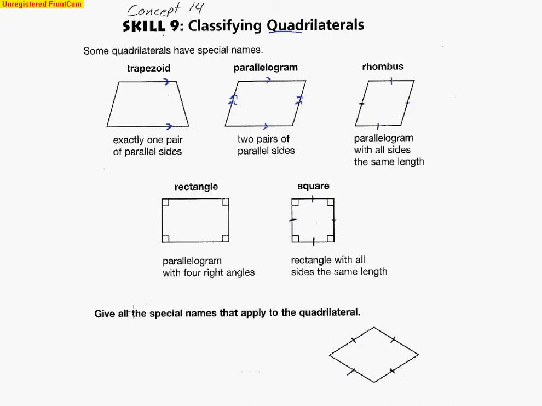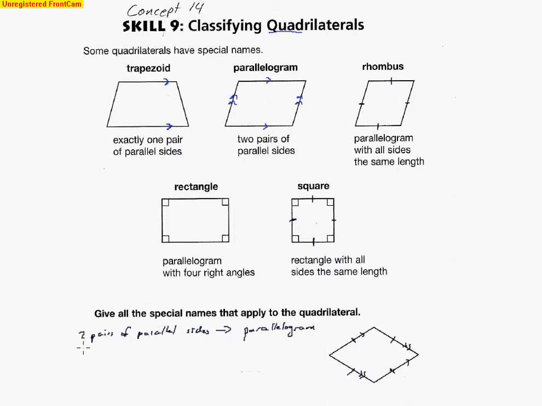So we want to try to give the special name that represents this quadrilateral. Looking at it, it appears as though it has two sets of parallel sides. Like this side is parallel, and then this side right here is also parallel to this opposite side over here. So I know that it has two pairs of parallel sides. That tells me that it's a parallelogram. So I know it's that. We've got a parallelogram in there, but can we be more specific?